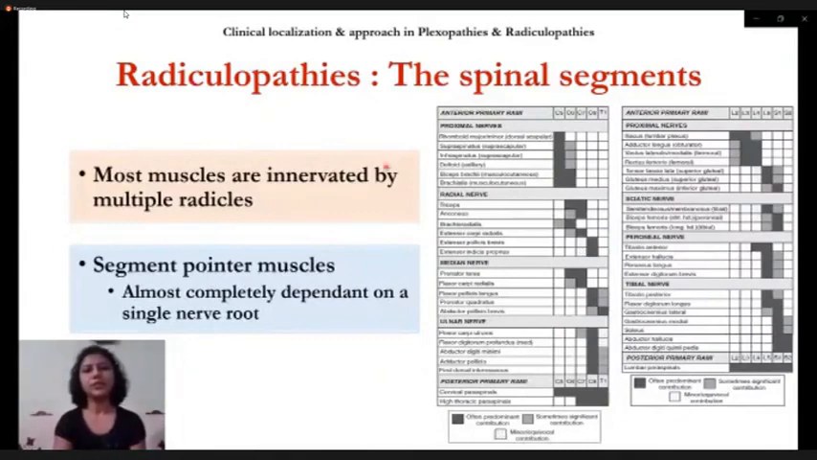The innervation of most of the skeletal muscles is polyradicular. However, some of the muscles are situated in the center of a myotome. They are almost completely dependent upon a single nerve root, and therefore they are of diagnostic importance in identifying lesions of single roots. For this reason, they are referred to as the segment pointer muscles.